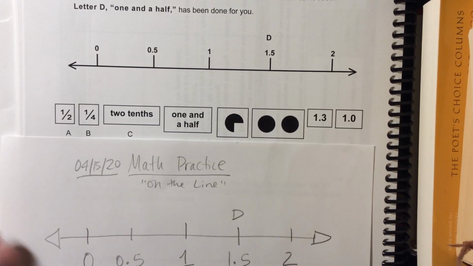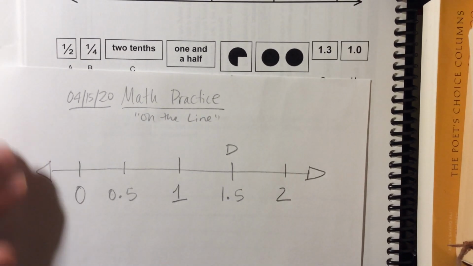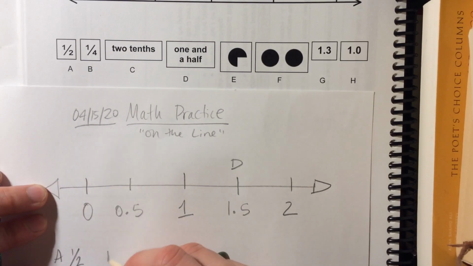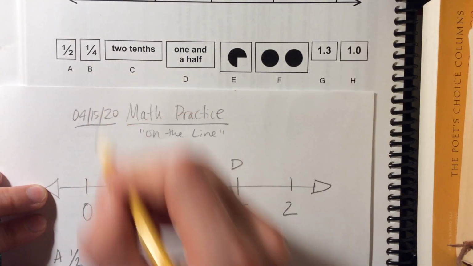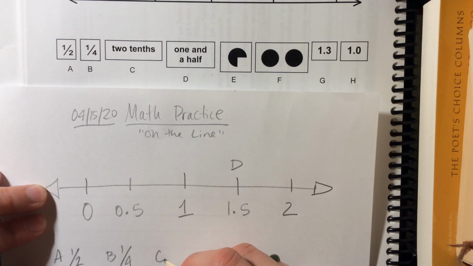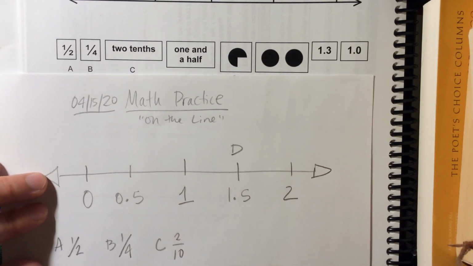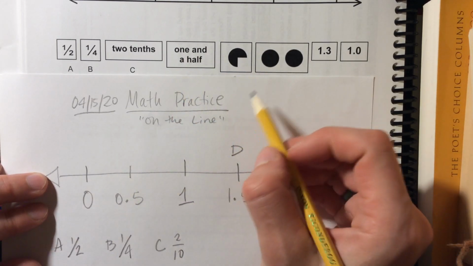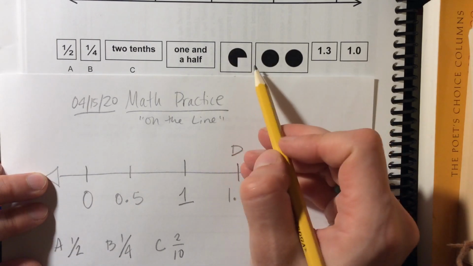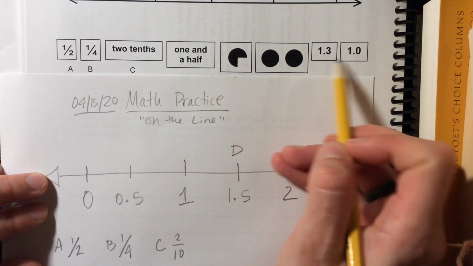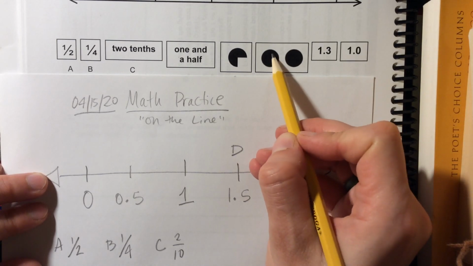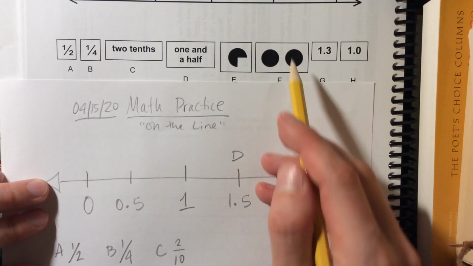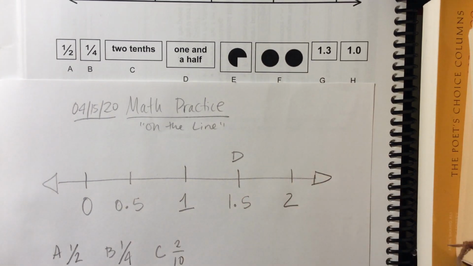And if I were you, I would just copy this here. So A, that's 1/2. B, 1/4. C, 2/10. Okay? And then I cannot help you with the rest. You need to do this on your own. I do tell you, 1.5. 1.3. This is one whole. One whole. So what is this one? What is this one? Okay, I'm not helping anymore.